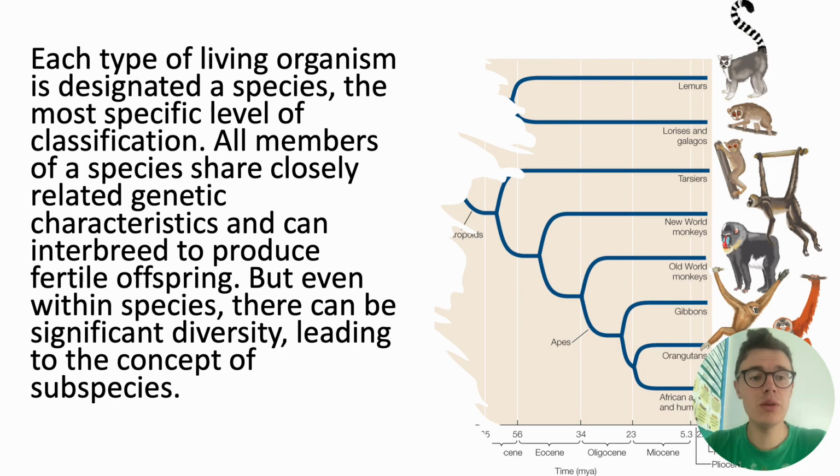Each type of living organism is designated a species, the most specific level of classification. All members of a species share closely related genetic characteristics and can interbreed to produce fertile offspring. But even within species, there can be significant diversity, leading to the concept of subspecies.